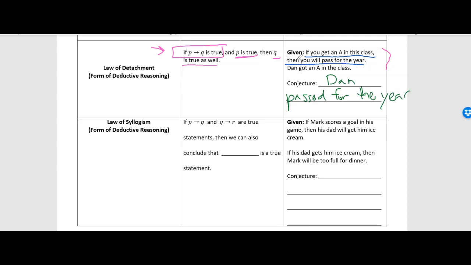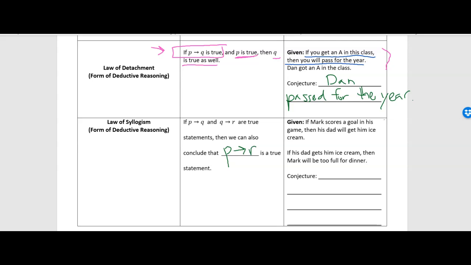Again, this is called the law of detachment. The law of syllogism is a little bit different. It says if P implies Q is true and Q implies R is true, then we can also conclude that P implies R.